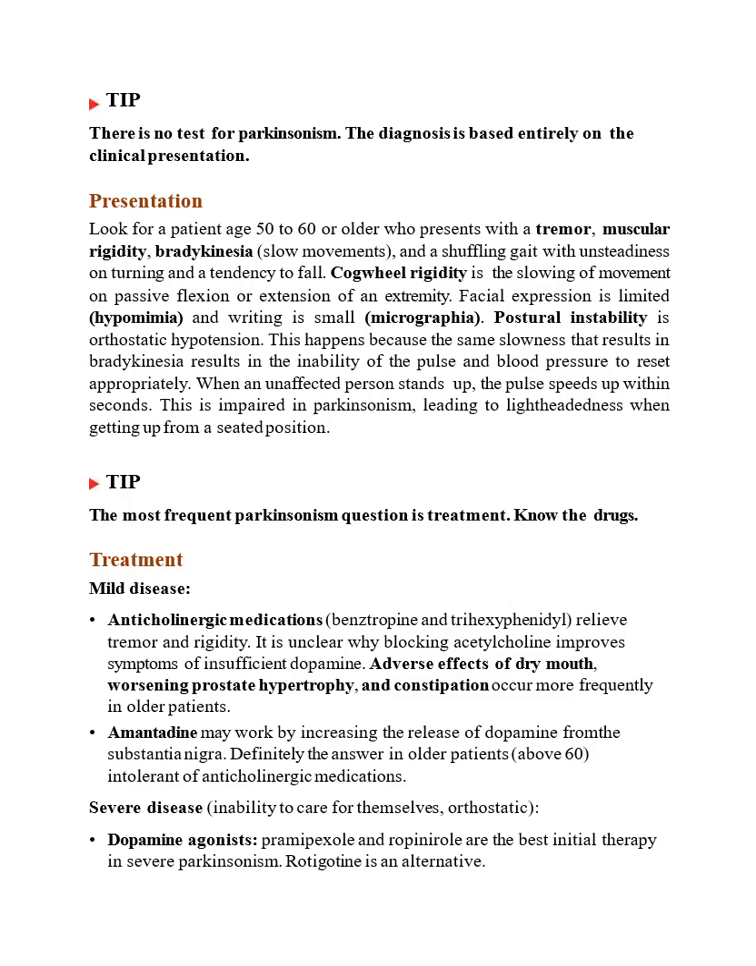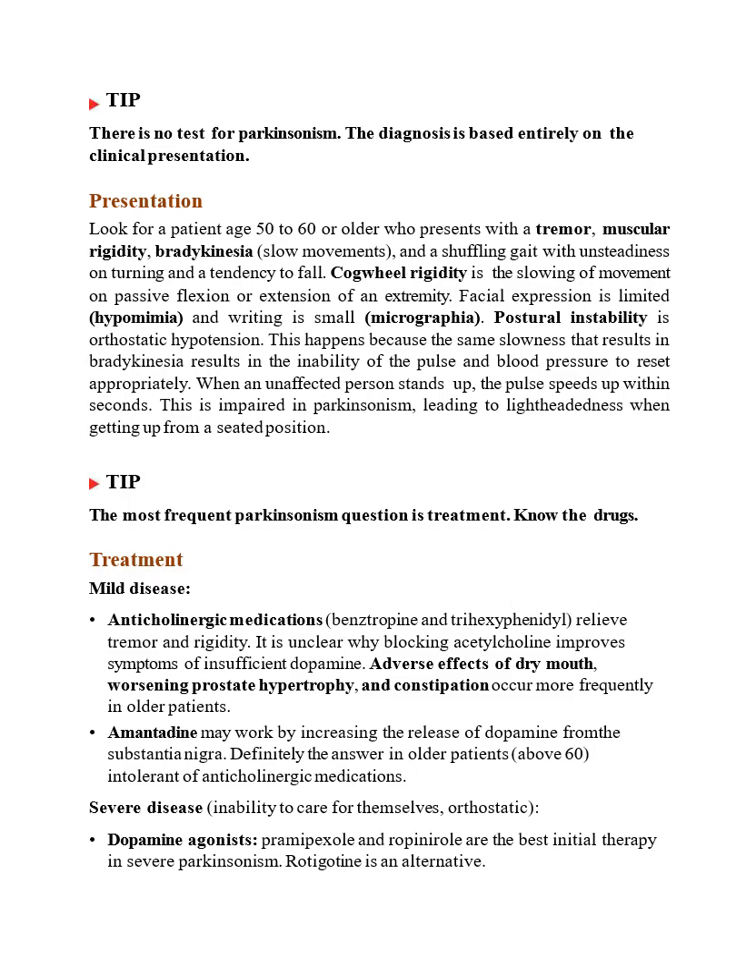Amantadine may work by increasing the release of dopamine from the substantia nigra. It is definitely the answer for all patients above 60 who are intolerant to anticholinergic medications. So for patients who are older than 60, we can use amantadine.